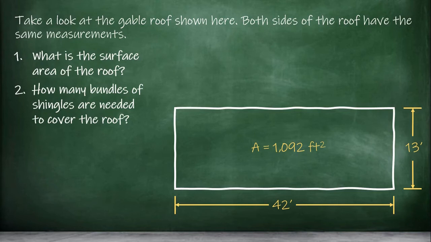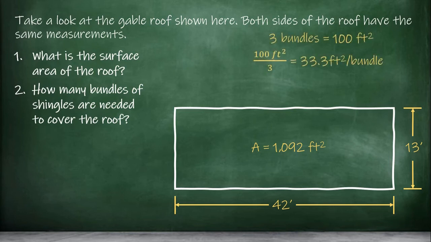We already saw that 3 bundles equals 100 square feet, so 100 square feet divided by 3 bundles equals 33.3 square feet per bundle of shingles. To figure out how many bundles are needed to cover our roof, we need to divide the surface area of the roof, 1,092 square feet, by the surface area covered by a bundle, 33.3 square feet. And when we do this, we find that we need 32.79 bundles of shingles, but we're not quite done yet.